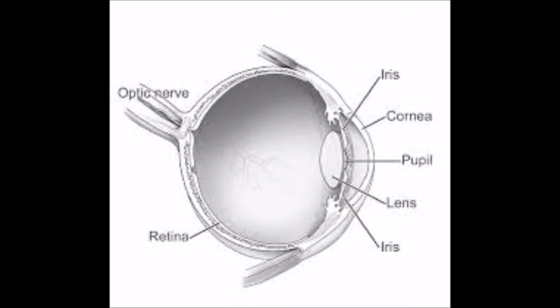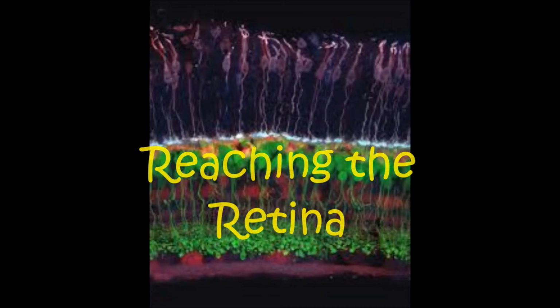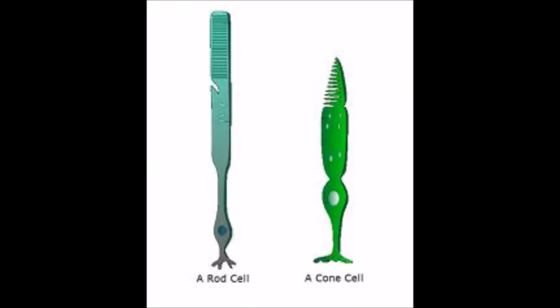Finally, as the image travels through the pupil and lens, it reaches the retina. Here, the electromagnetic energy of light is converted to electrical pulses for transmission to the brain. But due to the physical properties of light, the image reaches the retina upside down. There are two kinds of light-sensitive receptor cells in the retina, cones and rods. Rods are thin, cylindrical receptor cells that are highly sensitive to light.